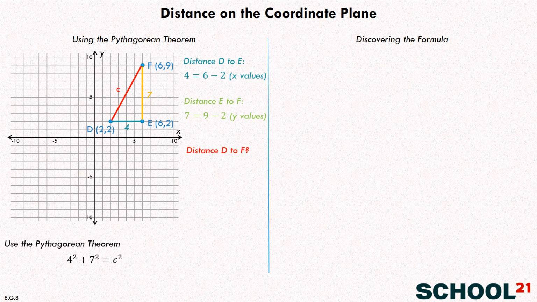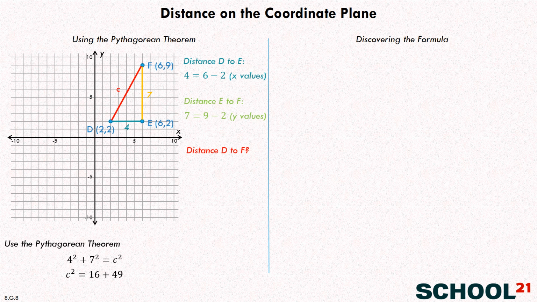We can say that 4 squared plus 7 squared equals c squared, okay? Remember the Pythagorean theorem says a squared plus b squared equals c squared for any right triangle where a is a leg, b is a leg, and c is the hypotenuse. So what we've done is just basically use the Pythagorean theorem here. Now we can do a little bit of arithmetic. 4 squared is 16, 7 squared is 49, so let's go ahead and write that.